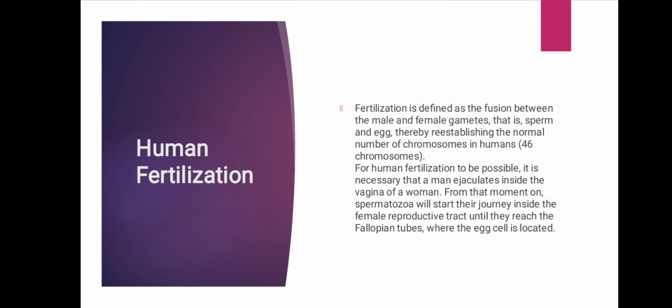Next is human fertilization. Fertilization is defined as the fusion between the male and female gametes, that is, sperm and egg, thereby re-establishing the normal number of chromosomes in humans, which is 46 chromosomes. For human fertilization to be possible, it is necessary that a man ejaculates inside the vagina of a woman. From that moment on, spermatozoa will start their journey inside the female reproductive tract until they reach the fallopian tubes where the egg cell is located.